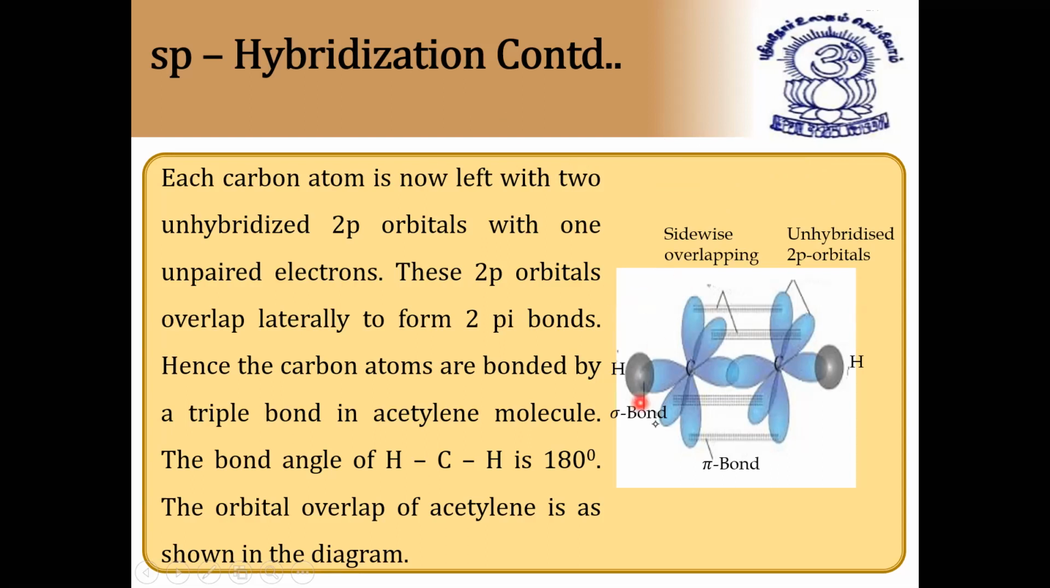Next. Sigma bond is end-to-end overlapping, and pi bond is sideways overlapping. So it has two sigma bonds and two pi bonds in the triple bond. Before forming a pi bond, it should form a sigma bond also. So this is called sigma and pi bond formation in the middle. These are nothing but pi bond formations, and here sigma bond, sigma bond. I hope it is clear.